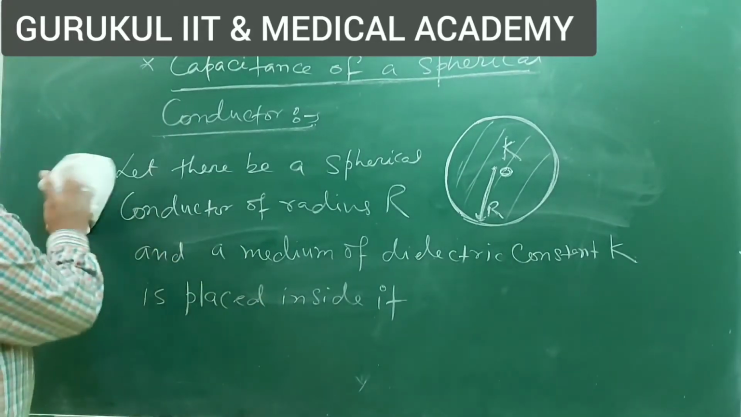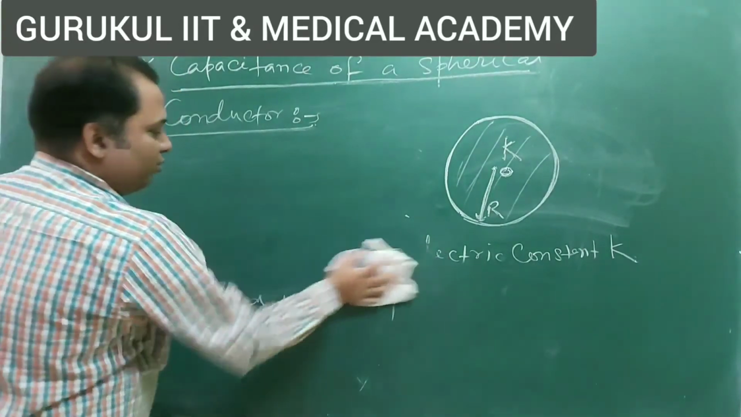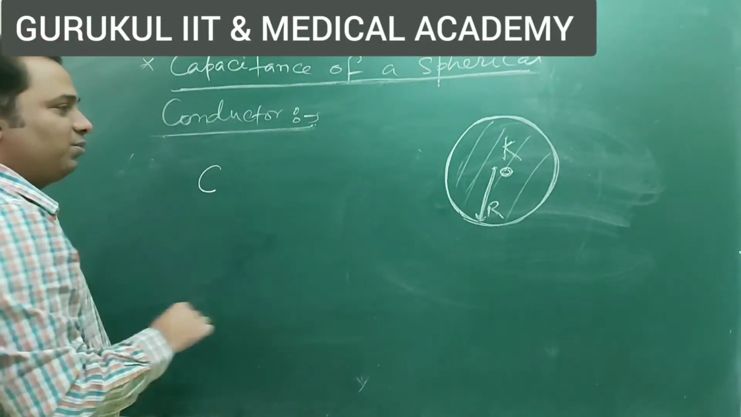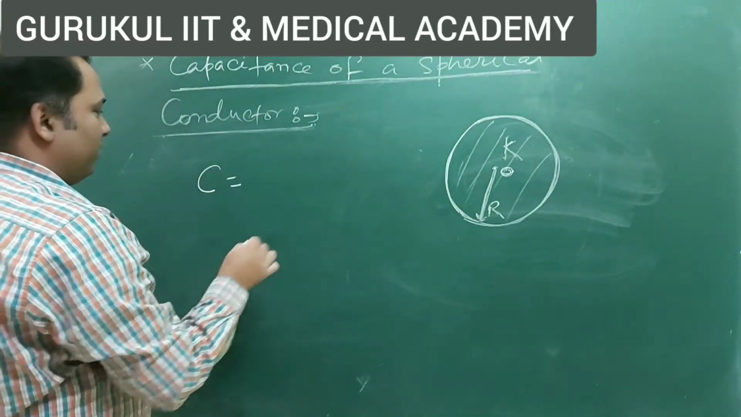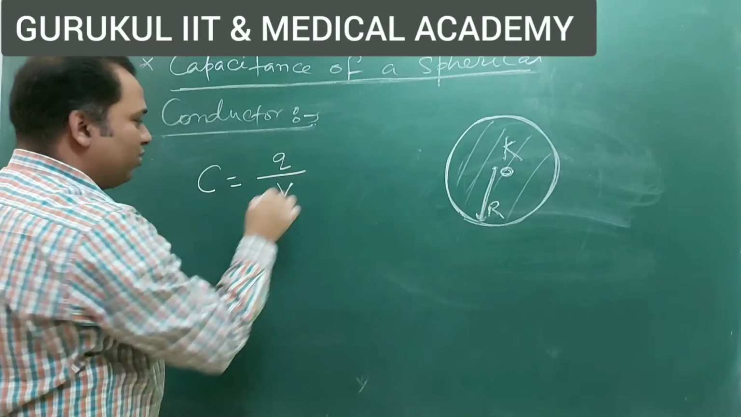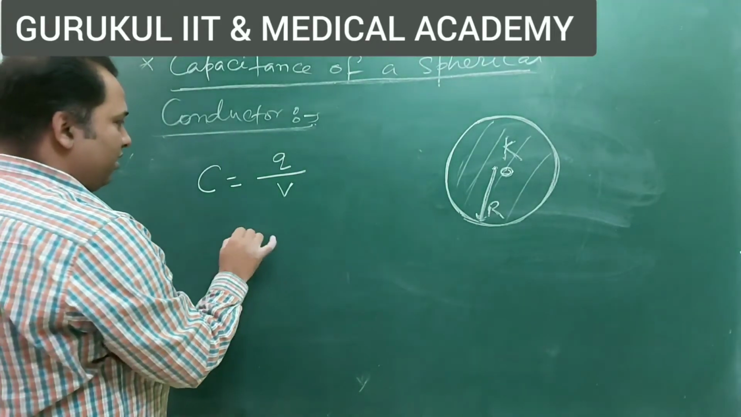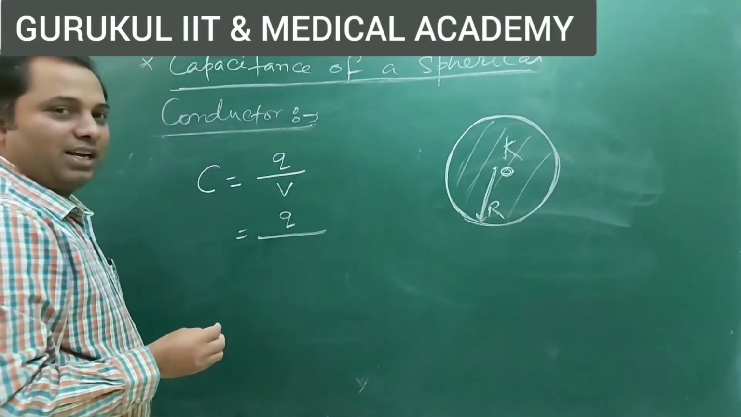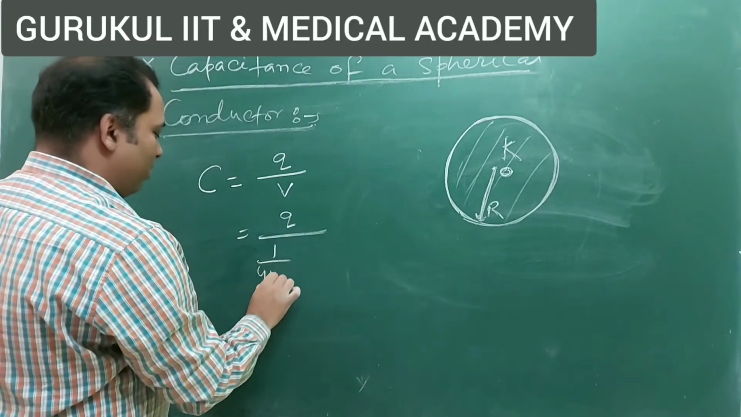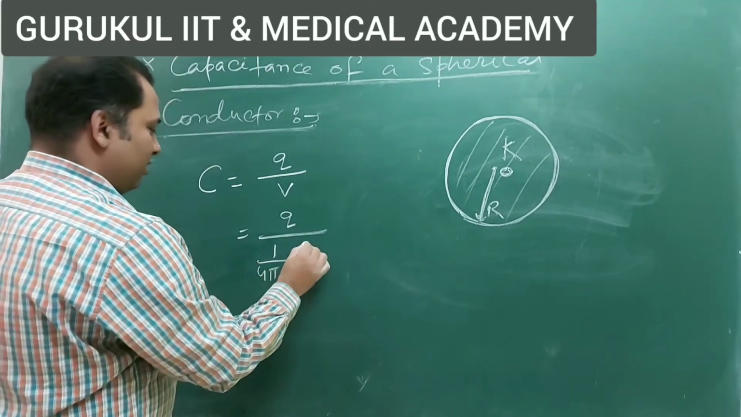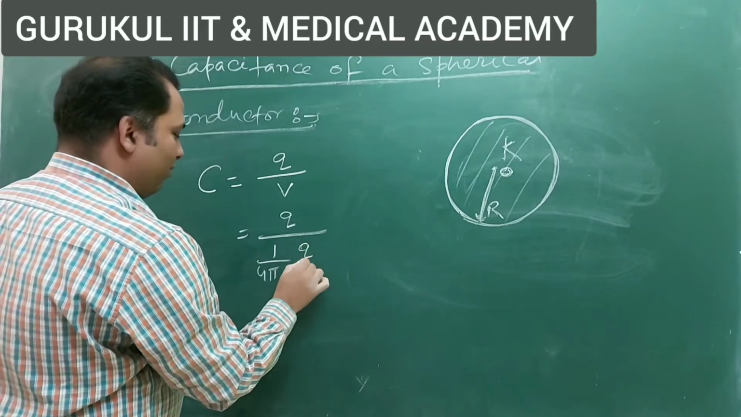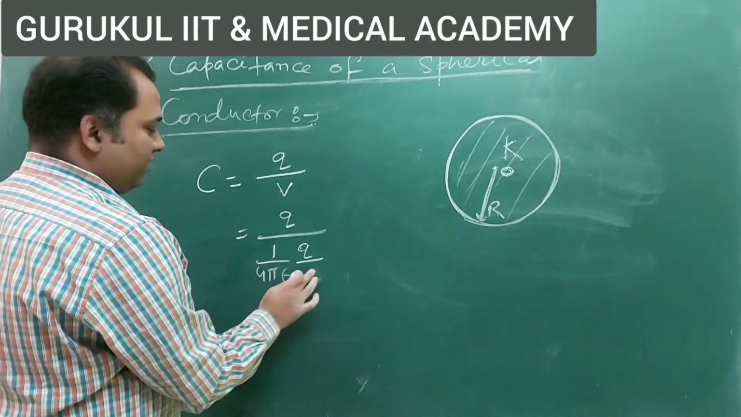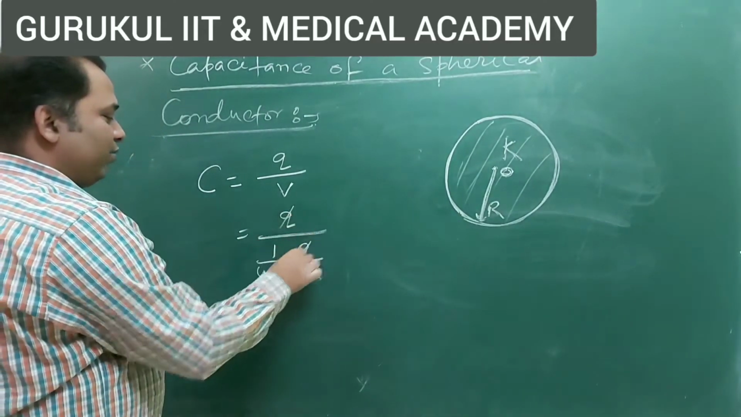Okay, got it? Please note down. So we have to calculate the capacitance C of this conductor. C equals Q upon V. And here V is the potential of a spherical conductor, which you already know: 1 upon 4 pi epsilon naught, Q upon R. If you put the radius as capital R, Q and Q cancel.